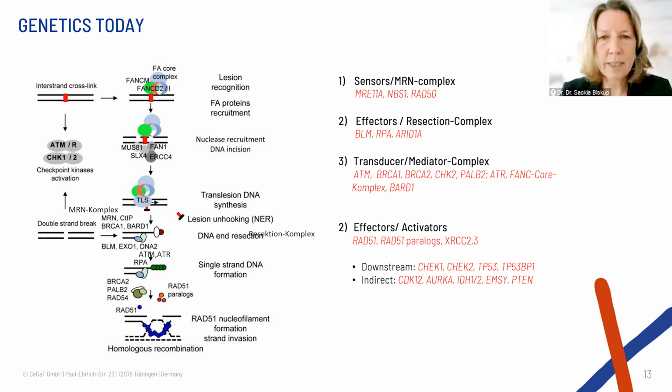This is a picture that shows you on the left side the whole different complexes that get recruited when there are double strand breaks. And on the right side, you can see that they are in different categories. So there are sensors that basically sense when there's a double strand break and get recruited. And then there are effectors of the resection complex, transducers of the mediator complex, and later on you have the repair. And so you see already that BRCA1 and 2 occur in this list, but they are by far not the only genes that are involved in homologous recombination deficiency.